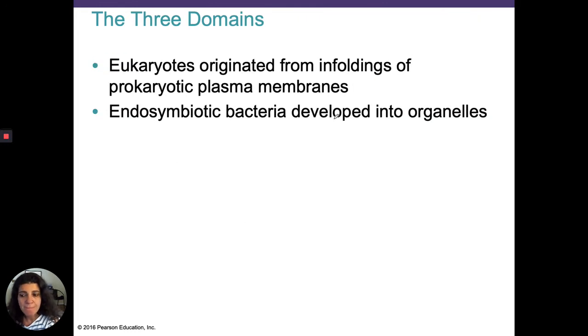Okay, so eukaryotes came from enfoldings of the prokaryotic plasma membrane. And why enfolding? Because remember how in eukaryotes, all their organelles, of cells that have a nucleus, the organelle is wrapped around pieces of plasma membrane. So this is what this is referring to. And bacteria developed into organelles in the eukaryotes.